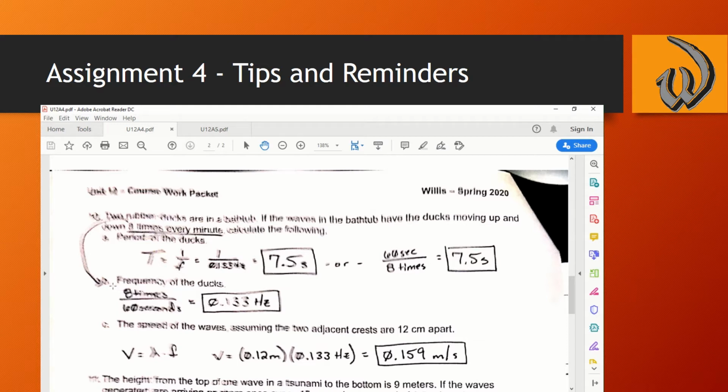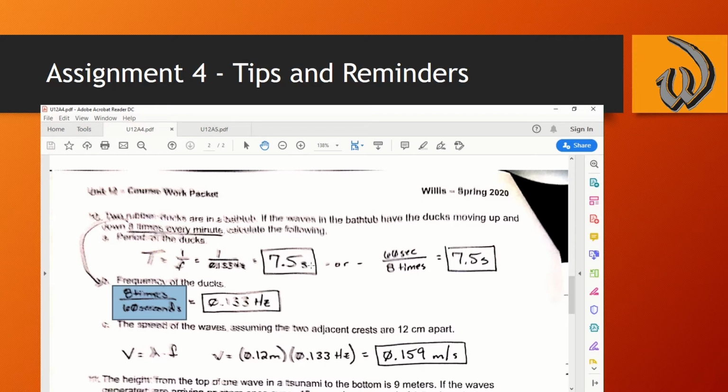So all you would really have to do here for letter B is instead of 8 times divided by 1 minute, you would divide it by 60 seconds. That will give you a unit of hertz. You can do cycles per minute, but then your unit isn't going to simplify to be hertz. It'll be cycles per minute. And when you go to calculate your period from that frequency, your period will be measured in minutes.